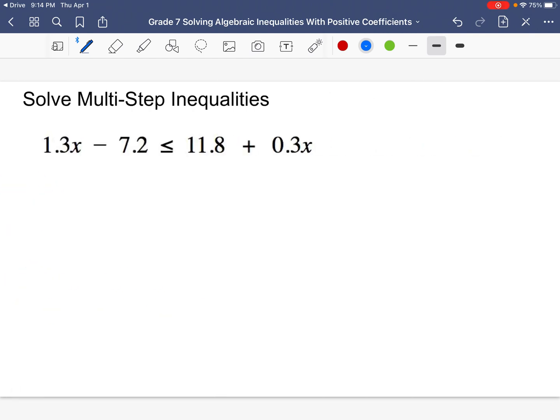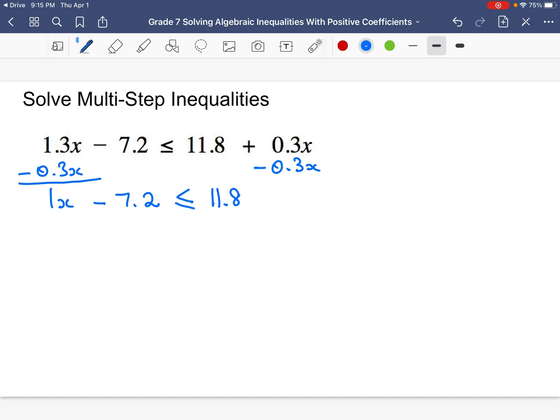Sometimes we've got to solve multiple steps. So the first thing I would look to see is if I can combine like terms on either side, and I can't. So then I'm going to bring all my variable terms to one side and my numerical terms to the other side. So I'm going to subtract 0.3x from both sides, and I will get 1x on the left hand side minus 7.2 is less than or equal to 11.8, and the x's cancel out.